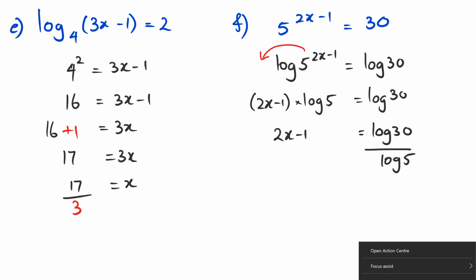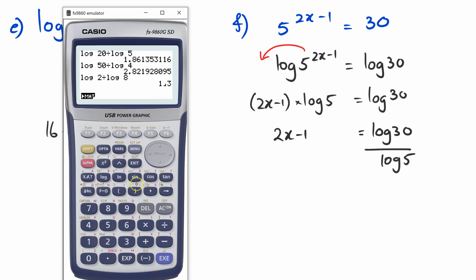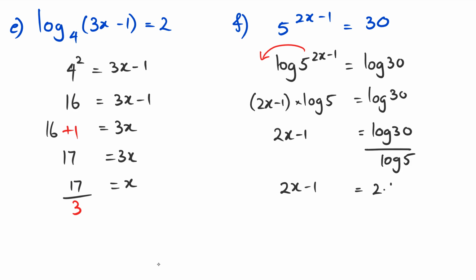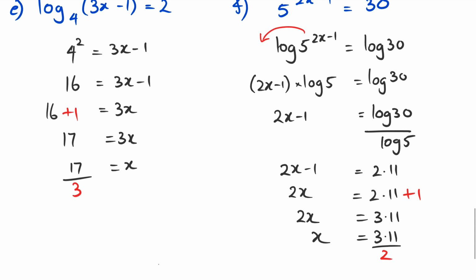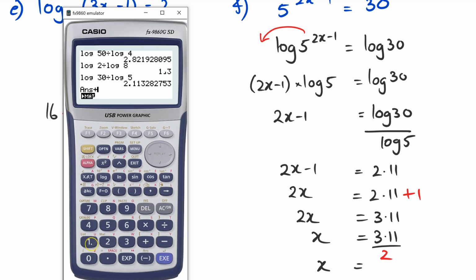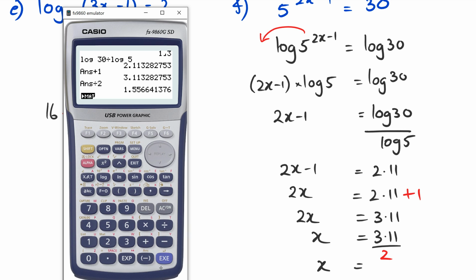And then what you have got there is just a linear equation. So I'm going to do log 30 divided by log 5. That equals 2.11. So 2x minus 1 equals 2.11. 2x equals 2.11 plus 1. So 2x is equal to 3.11, and then x is equal to 3.11 divided by 2. Now in my calculator, I'm not actually getting rid of this answer because I'm just going to do the plus 1 first, which is 3.11, and then divided by 2, which gives me 1.56 as my final answer.